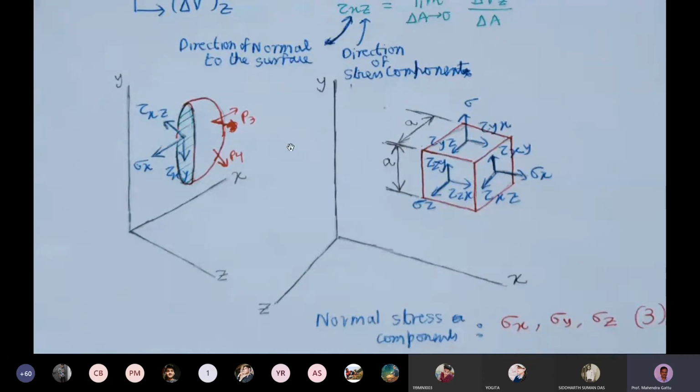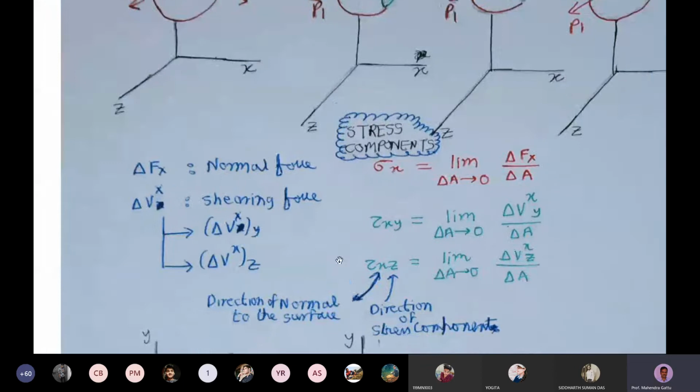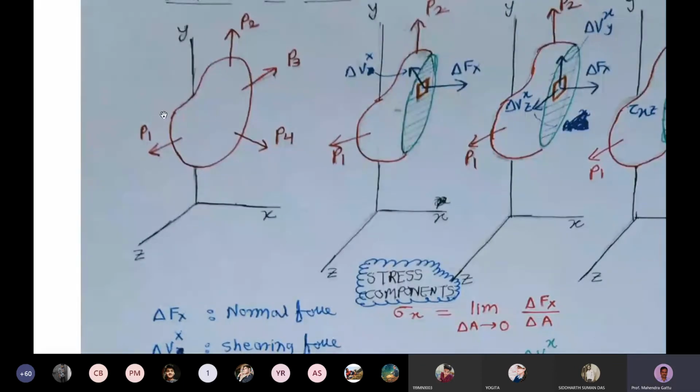Similarly, we can cut a cross section parallel to the xz plane, and for that plane we will have the sigma y component and the shear components tau yx and tau yz. Tau yx will act on the plane along the x direction, tau yz will act along the z direction, and sigma y will act in the normal direction. And similarly, we can cut a cross section parallel to the yx plane.